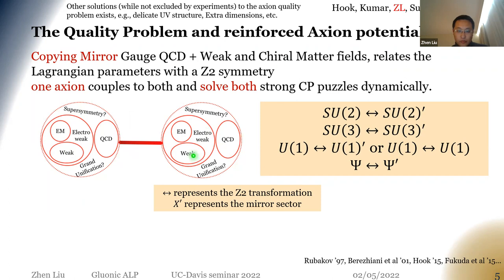Okay. For it to be able to do so, there has to be a symmetry reason. Here we work with a discrete Z2 symmetry under which our SU2 goes to mirror SU2, our SU3 goes to mirror SU3. For the U1 sector, there are two choices and these have different cosmological considerations. You can go to a different U1 or come back to yourself. And also the matter fields of our sector under the Z2 go to the mirror sector, okay?